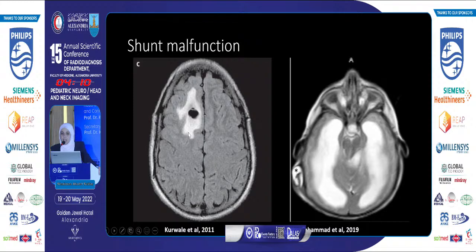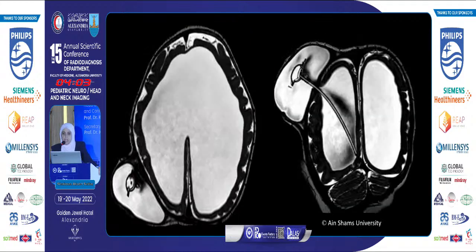Presence of white matter edema surrounding a shunt is a sign of failure. Also, presence of edema surrounding the reservoir is a sign of failure as well. This case shows marked dilatation, marked fluid collection surrounding the shunt. This is a sign of failure.